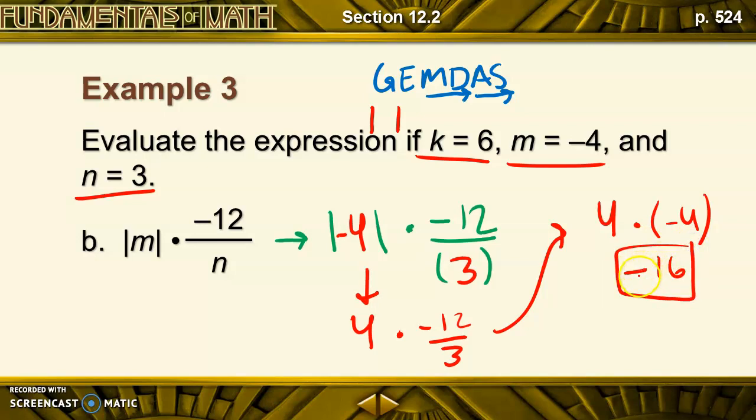Now, another way that we could have handled this is we could have cross-canceled. 3 and 12 becomes, I'll do this in a different color, this is just an alternate version of what we could have done, 3 and 12 becomes a 1 and a 4. And we have one negative sign, so the whole thing is negative. And 4 times 4 is 16. So we could have done this another way. We got the same answer either way.